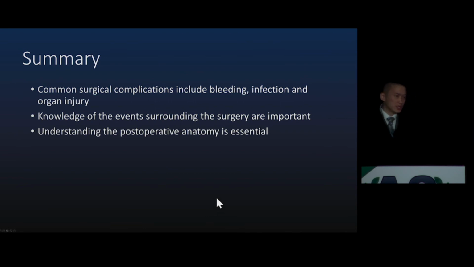All right, so in summary, common surgical complications include bleeding, infection, and organ injury. Knowledge of events around surgery is important, so it's important to look at the operative note to see if there were any intra-op complications noted. Also, understanding the post-operative anatomy is essential, particularly in cases of bowel resection and gastric bypass.